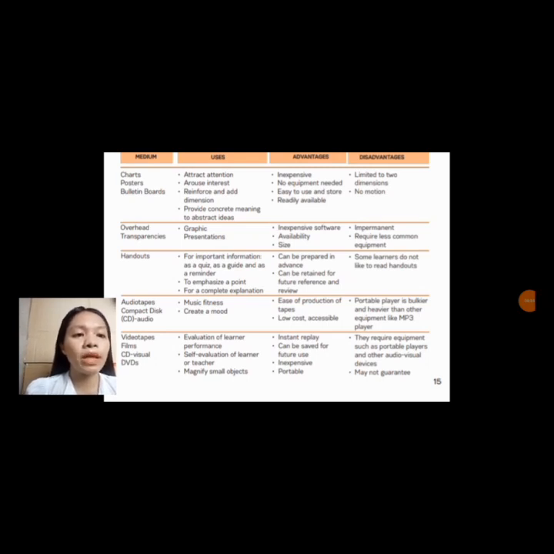Disadvantages: portable player is bulkier and heavier than other equipment like MP3 player. Next is videotapes, film, CD, visual DVDs. Uses: evaluation of learner performance, self-evaluation of learner or teacher, magnify an object. Advantages: instant replay, can be saved for future use, inexpensive, portable. Disadvantages: they require equipment such as portable players and other audiovisual devices may not be guaranteed.